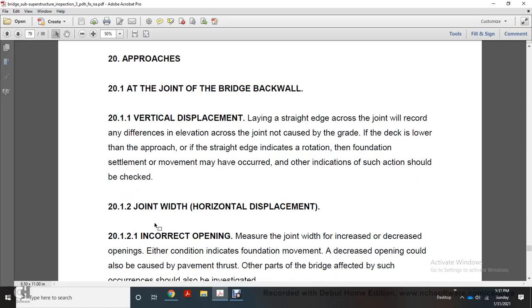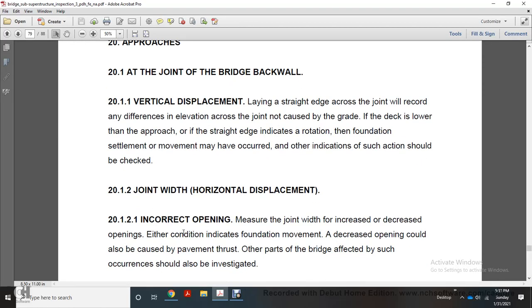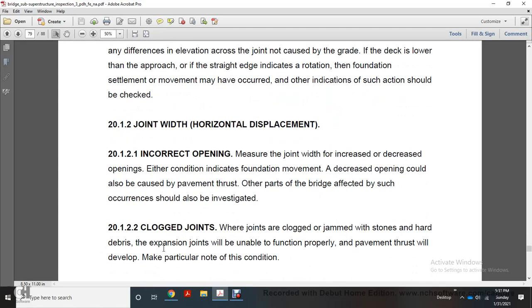Joint width or horizontal displacement may be incorrect. Measure the joint opening; an increased or decreased opening, either condition, indicates foundation movement. The decreased opening could cause an abnormal thrust. Other parts of the bridge affect the thrust. If it occurs, it should be investigated.